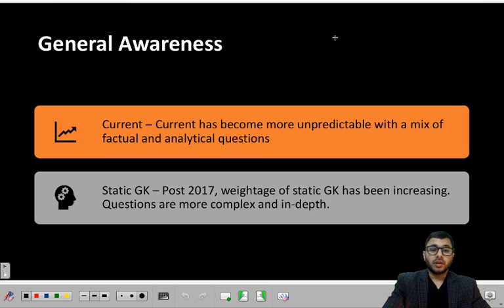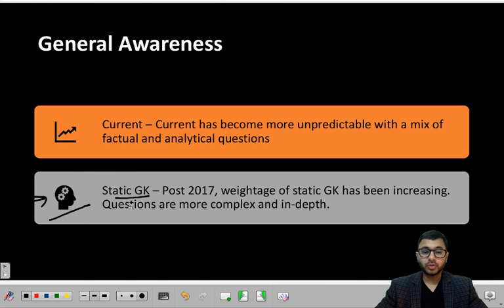Okay. What about general awareness? A student had asked me, someone just asked, how to cover current affairs. Well, at this point of time, static GK, the reason I've already told you, if you've not gone through it, you can go through it after the video. The reason that I've told you, you cover static GK first and then you move to current affairs, is because we don't know when the exam is going to be held.